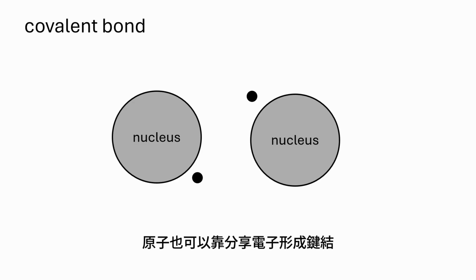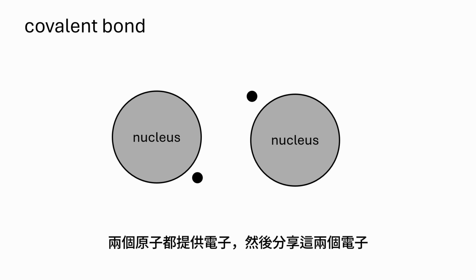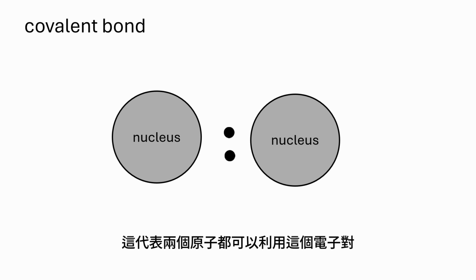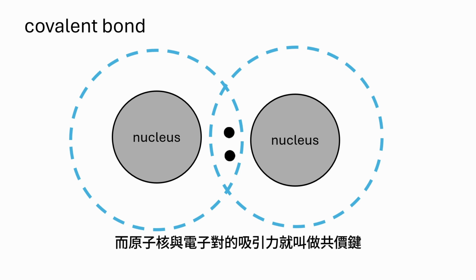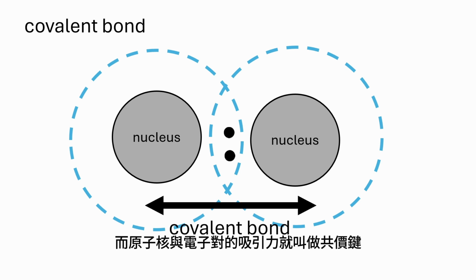Atoms can also form bonds by sharing electrons. In this case, two atoms both provide electrons and share the pairs between them. This means both atoms get to use the electrons, which helps them stay stable. The attraction between the atoms and these shared electrons is called a covalent bond.